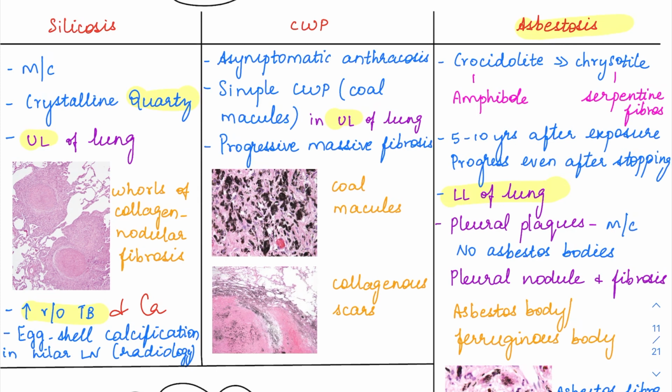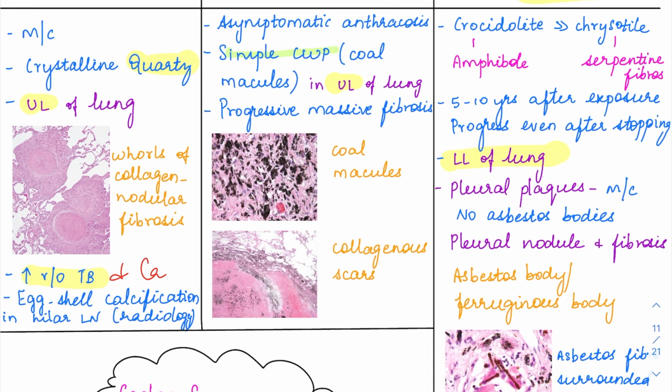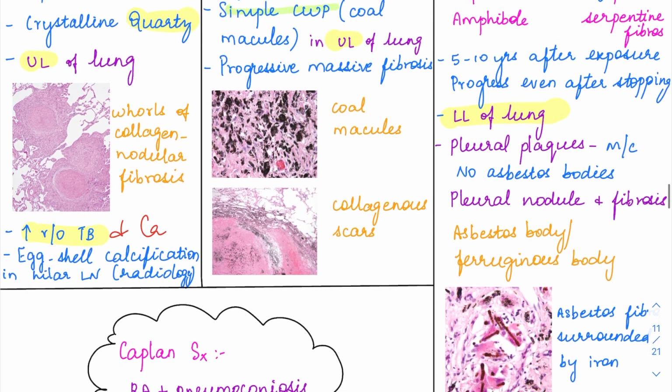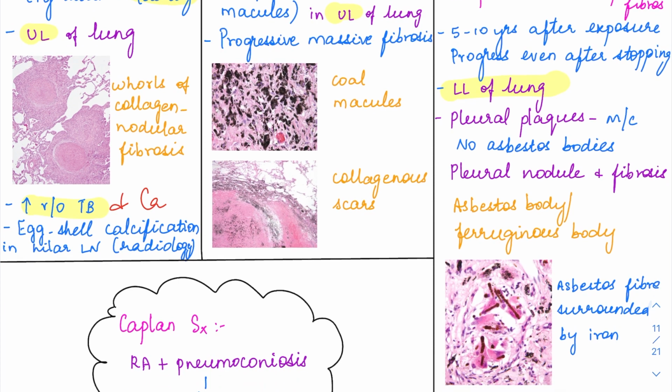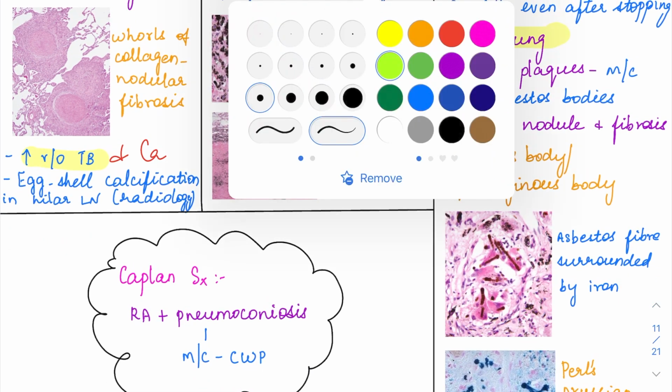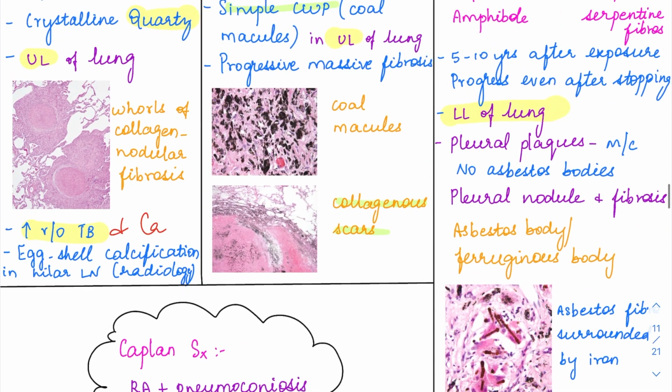Next stage will be the formation of the coal macules. That is the stage of simple coal workers pneumoconiosis. In simple coal workers pneumoconiosis, we are going to have the formation of coal macules. These are nothing but alveolar macrophages only, which have taken up these coal particles. So, they are going to appear black in color. And as I mentioned, it is going to be common in the upper lobe again. The third stage will be progressive massive fibrosis, wherein these coal particles are going to trigger the fibrotic lung reaction. So, it is going to form collagenous scars produced by the fibroblasts. That stage is the one which is called progressive massive fibrosis.